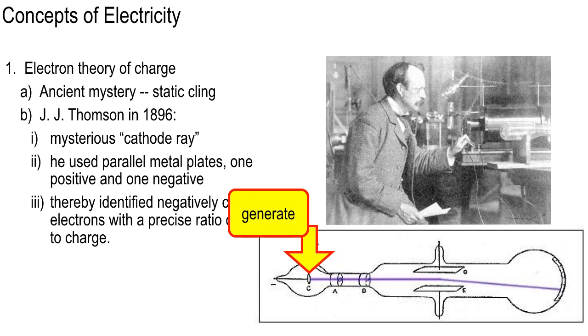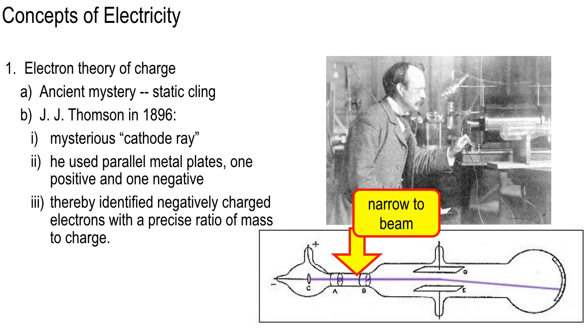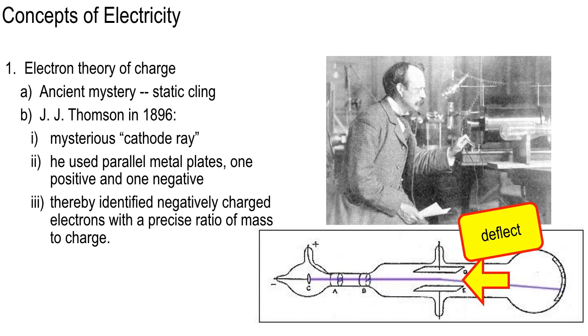So in his device, here's the cathode down here marked C, and that's where you generate the mysterious cathode rays. Then you send it through the gooseneck over here, and in the gooseneck you narrow the beam down. You eliminate a lot of the side rays, and you just get the stuff in the middle of the beam. Okay, so you narrow down your beam, and then you send it through these plates, and you hope that the plates will deflect the ray upward or deflect the ray downward. And then you could measure the amount of deflection.